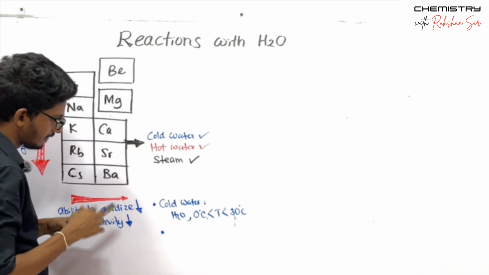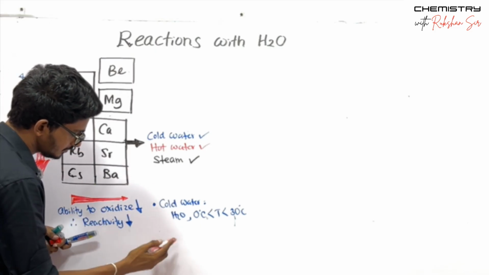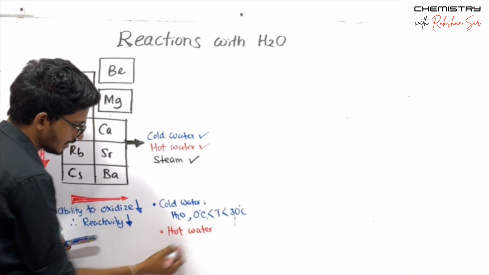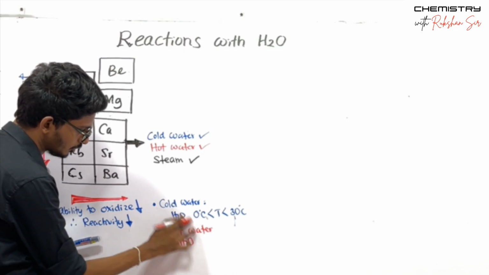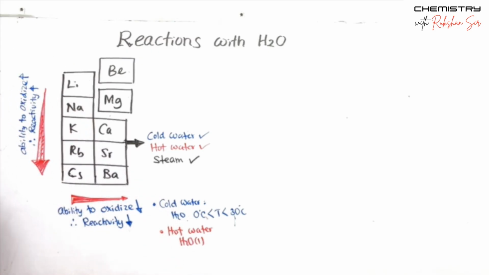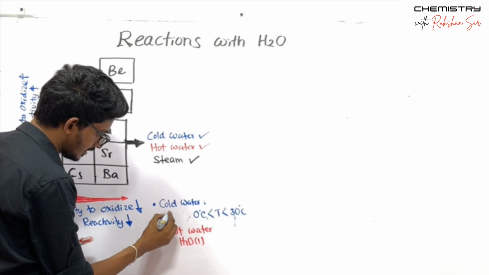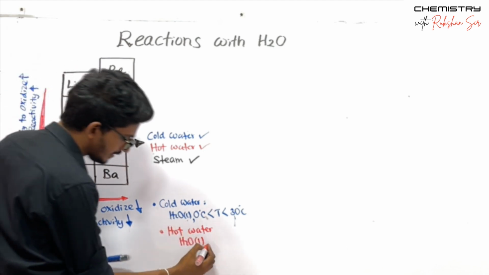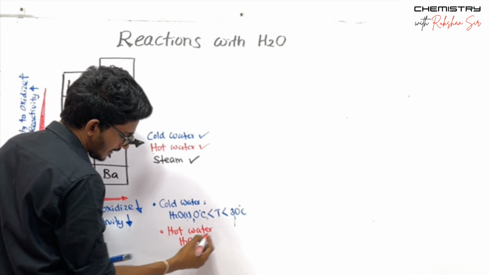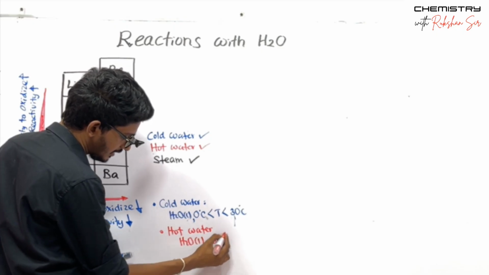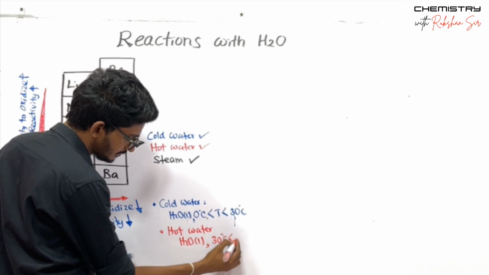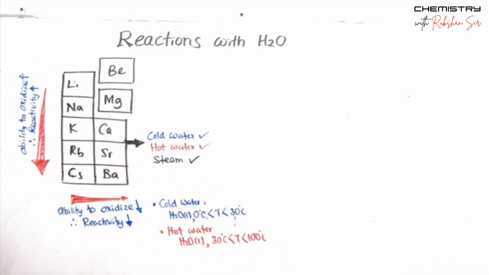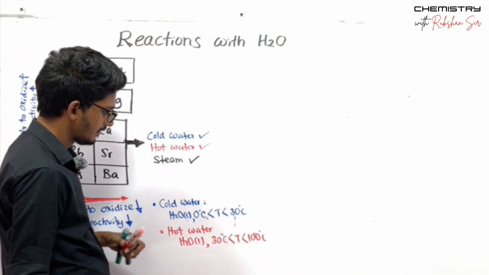Hot water, what does hot water mean? Hot water means H2O liquid at some temperature greater than 30 and less than 100. After 100, the liquid state won't appear with H2O.